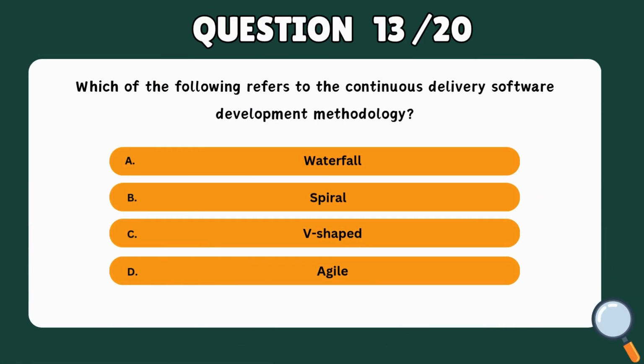Question 13. Which of the following refers to the continuous delivery software development methodology? A. Waterfall. B. Spiral. C. V-shaped. D. Agile. Correct answer: D. Agile.